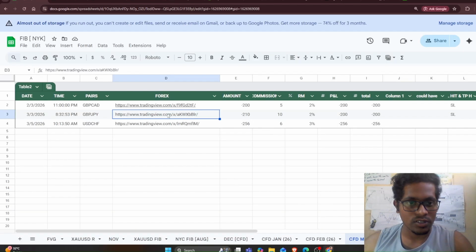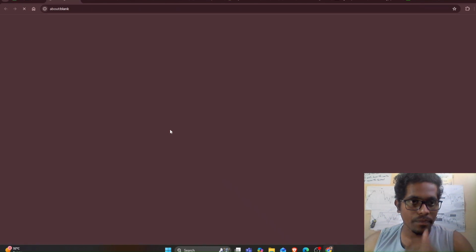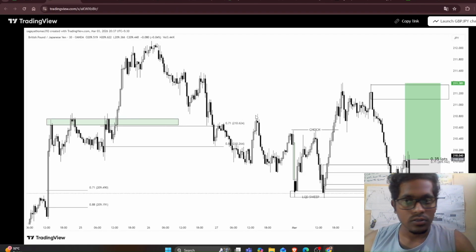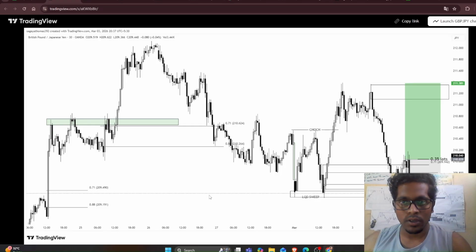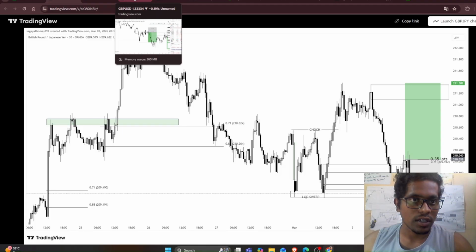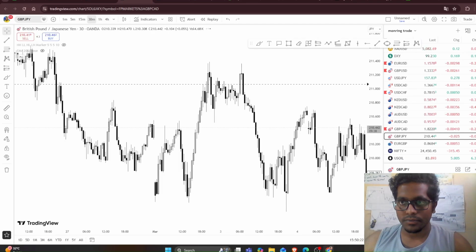I'll show this on a sheet. GBP JPY. What happened was I was expecting the market for a bullish momentum. I found a two confirmations level. I'll just show this in the chart on TradingView. It will be much better.